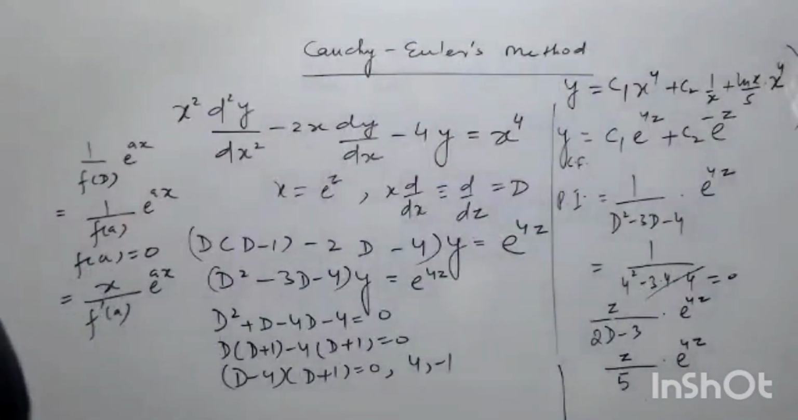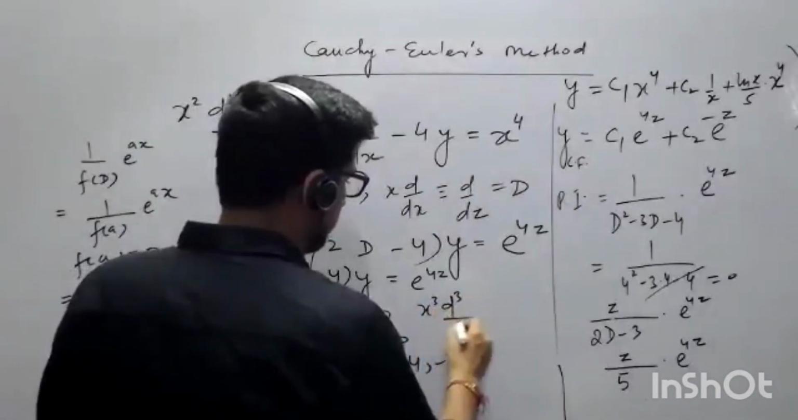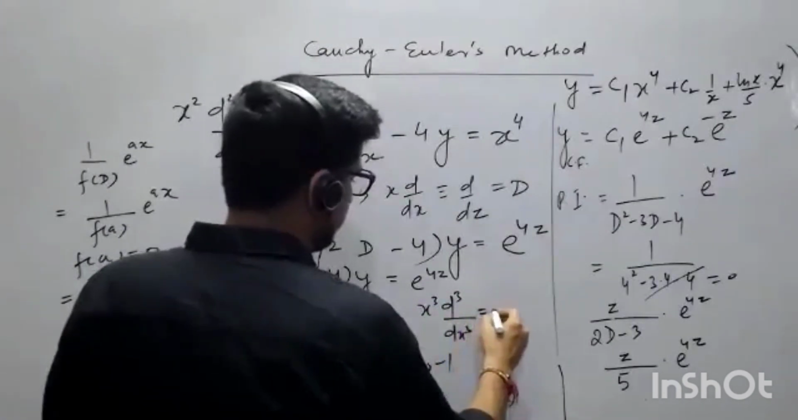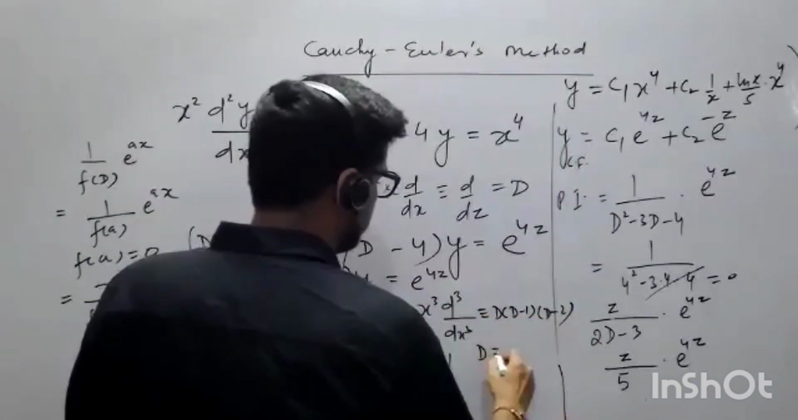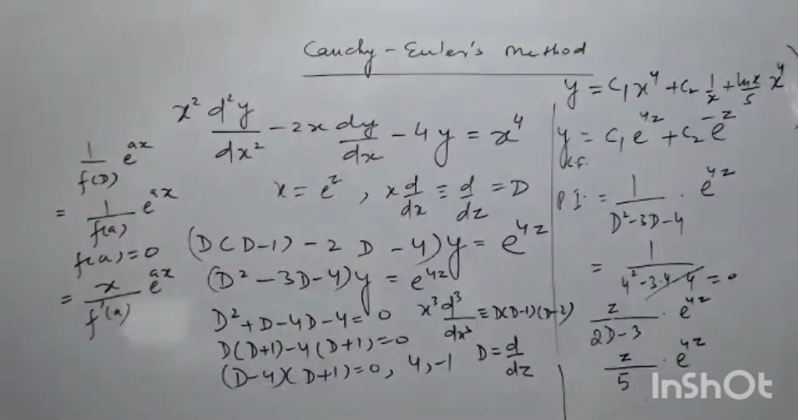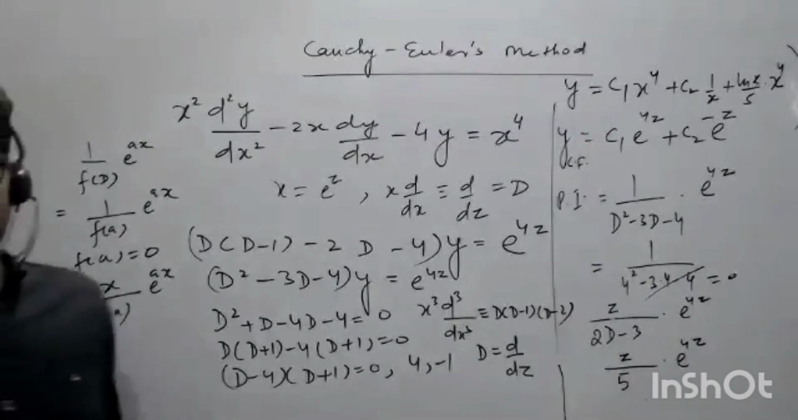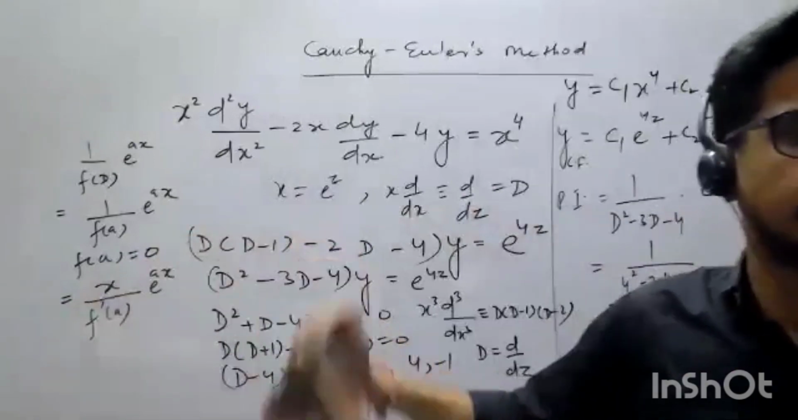Okay? So what you have said, if x cube d cube is there, then d minus 1, d minus 2. If it is x cube d3 by dx cube, then it will be d minus 1, d minus 2, where d is d by dz. Correct? Is that okay for you? Any doubt in this? This is a very important form known as the Cauchy-Euler form.